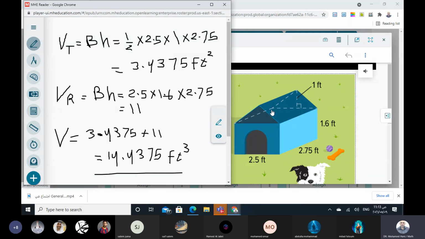The side of the base of the triangle equals 2.5. So write 2.5 times the height of the triangle, which is 1, times the height of the prism. The height of the prism is the distance between the two congruent and parallel bases. This is the height of the prism. This side equals 2.75. So you can multiply now, 1 times 2.5 times 1 times 2.75, then divide by 2, and it will be 3.4375.